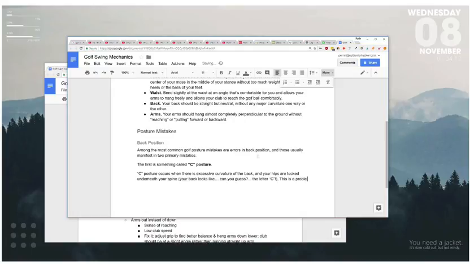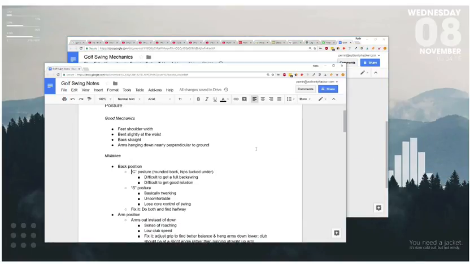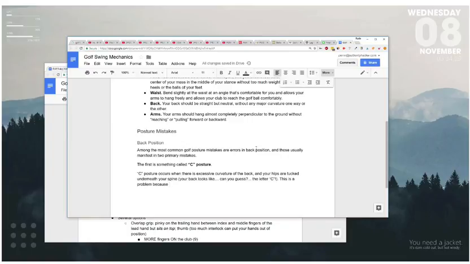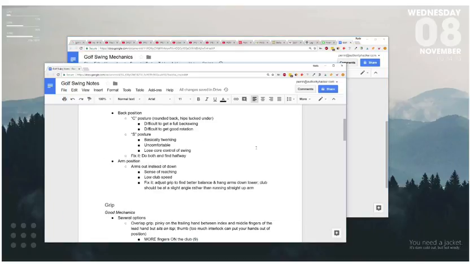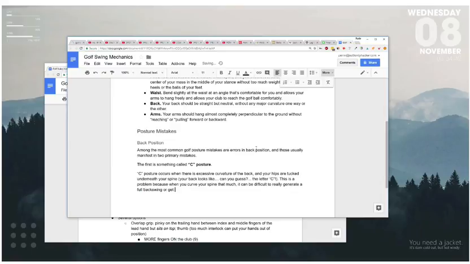This is a problem because when you curve your spine that much, it can be difficult to really generate a full backswing or get good core rotation, which can affect all kinds of stuff from club speed to shot control.